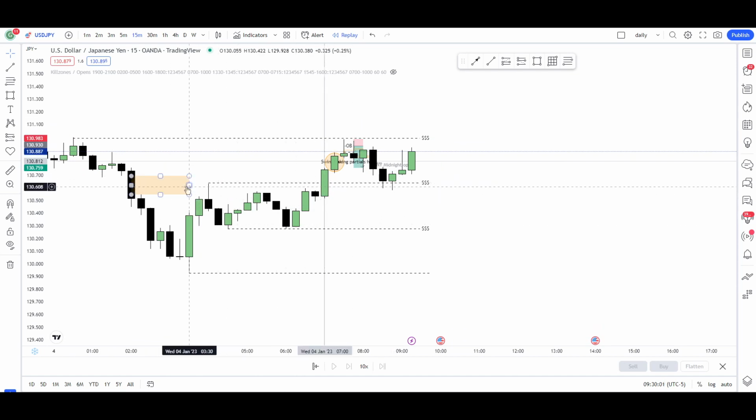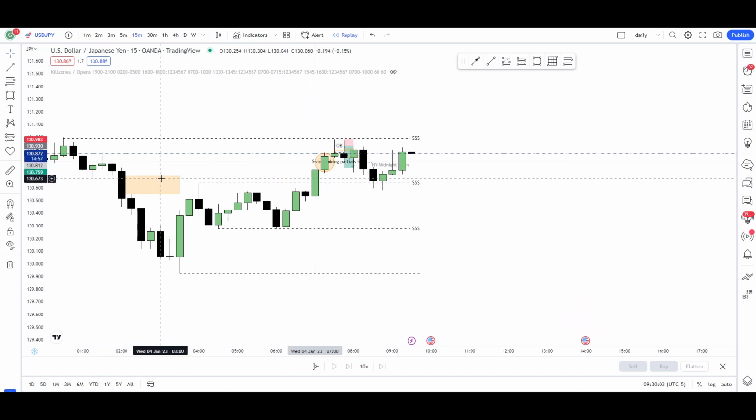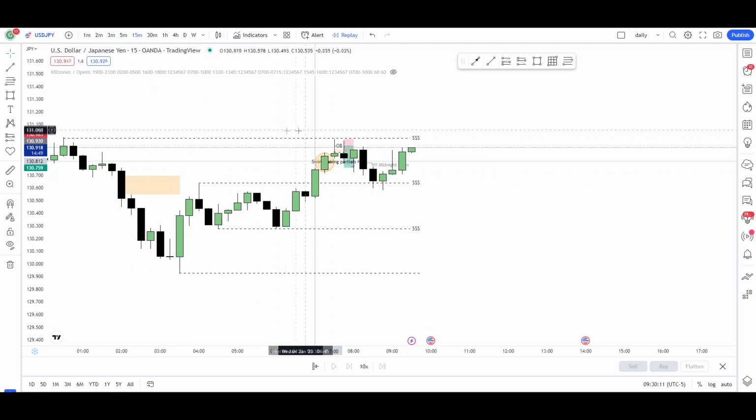If the price does not make it through that 15-minute fair value gap, I would expect the price to go back down right here. If the price goes above that fair value gap, I was expecting the price to go up to the next liquidity price before going down. So this is what happened, and this was my bias.